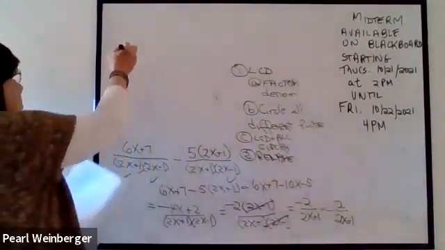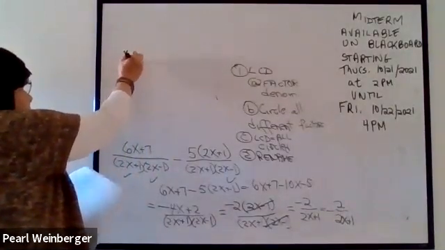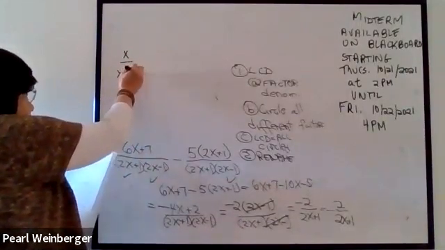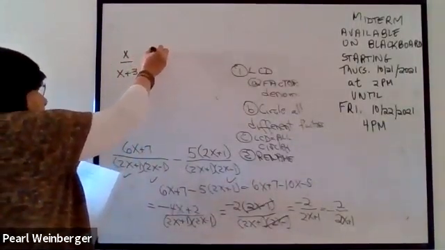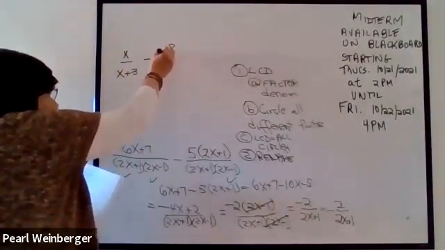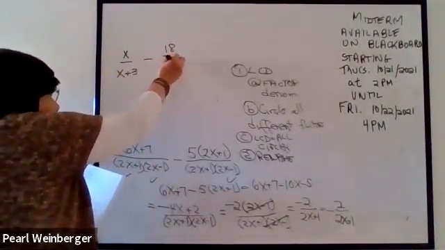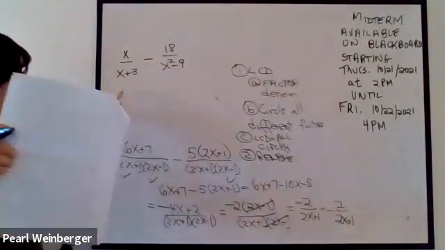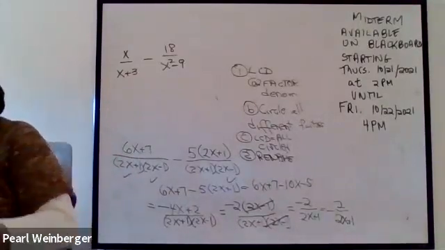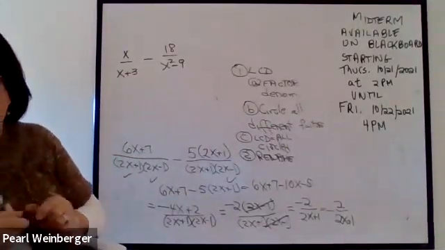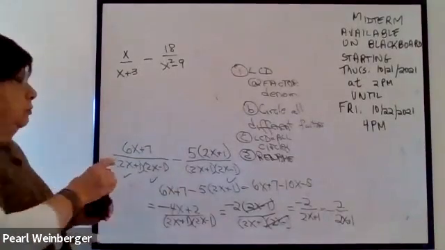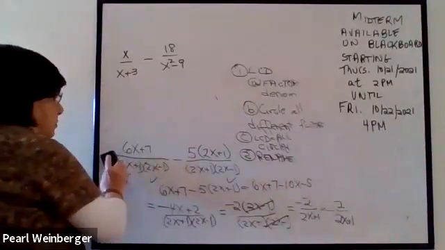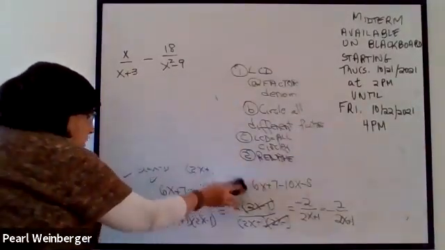Okay, look at this one. X over x plus 3 minus 18 over x squared minus 9. Okay, let's see if you can do this example of combining those two fractions into a single fraction. Now I'm erasing this part, but I'll leave those hints on so you'll remember what you have to do.